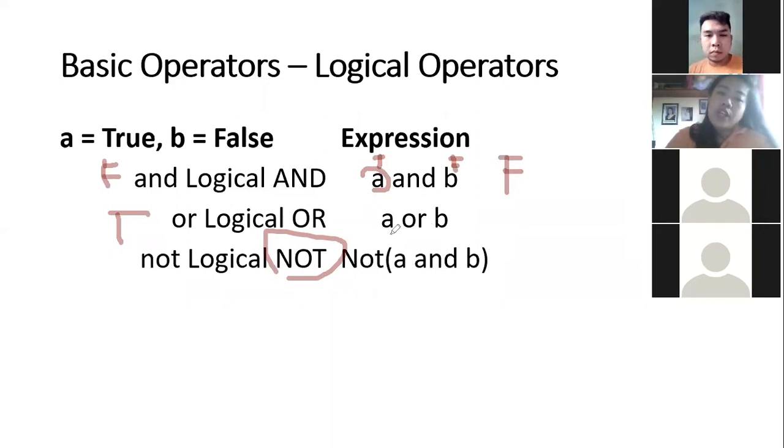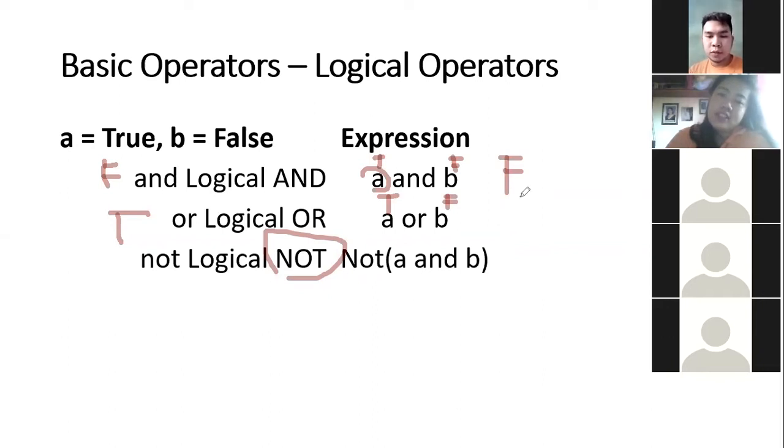For this expression, A or B, value of A is true, value of B is false. True or false? True. Okay? Again, we go back. Sabi sa logical AND, if one of the values is false, the answer is false. Sa OR, if one of the values is true, the answer is true.